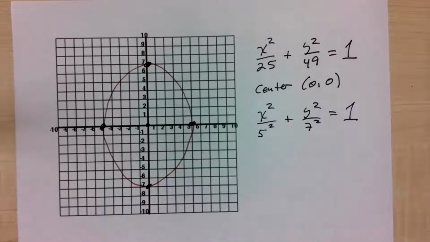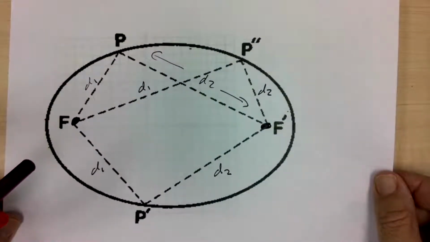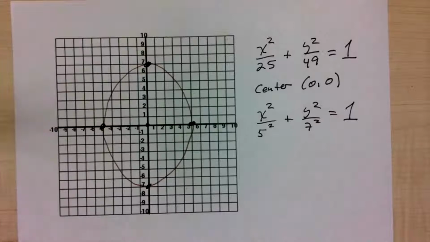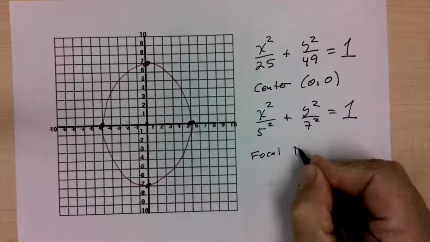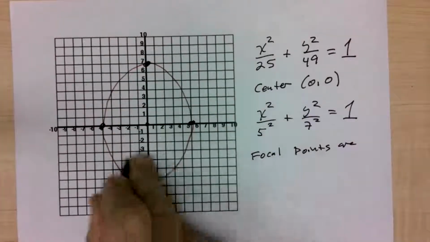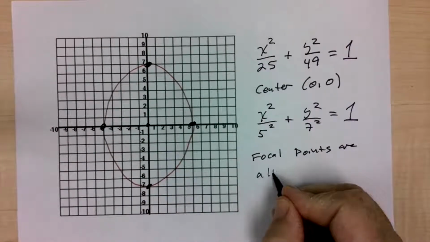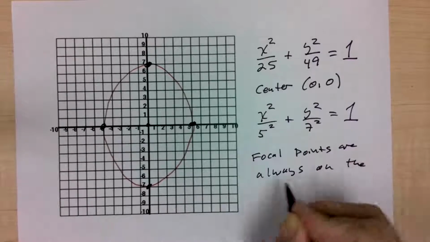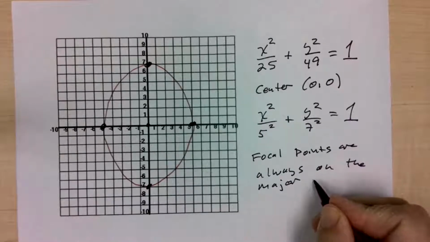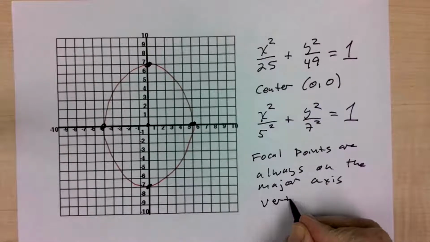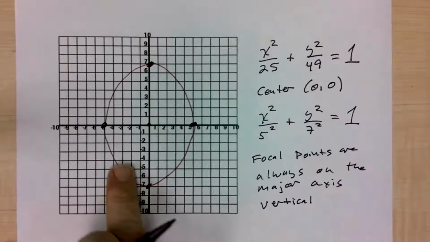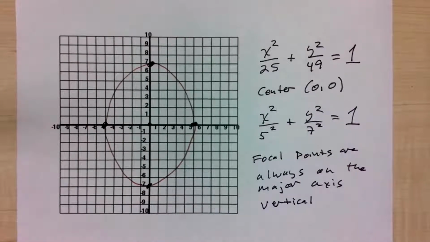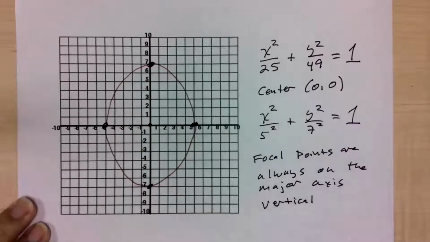But remember what we said: the ellipse is the set of points such that the sum of the distances from the two focal points is constant. So where are the focal points on this ellipse? One thing to keep in mind is that the focal points are always on the major axis. What does that mean? The longer of the two parts. In this situation, the major axis is the y-axis, the vertical axis, because this goes up and down 7, as opposed to the x direction, where it goes over 5.